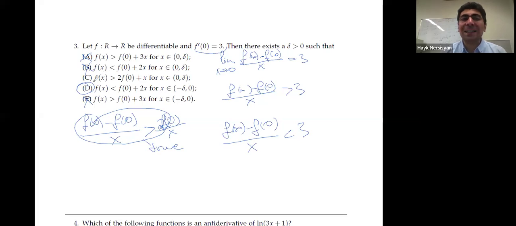Or imagine we are passing to the limit when x goes to 0. Here, x goes to 0. If we pass to the limit, f(0) will be greater than 2 times f(0). Of course not. So this remains the only correct answer.